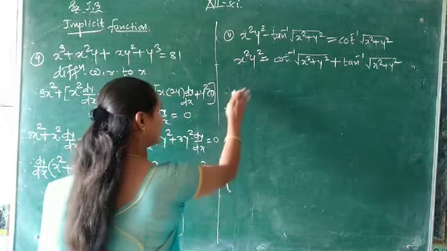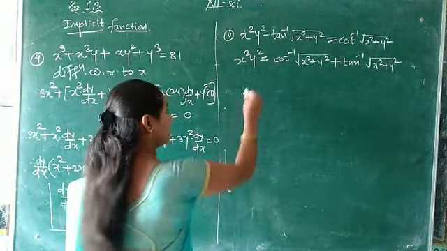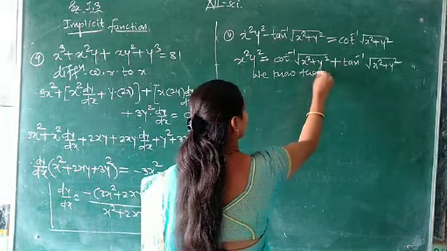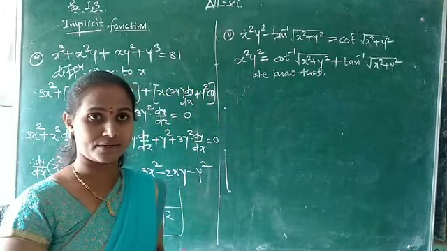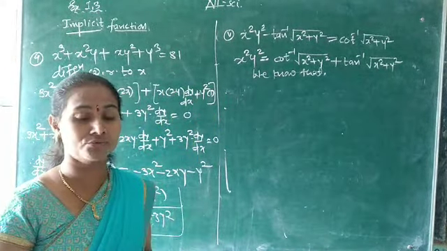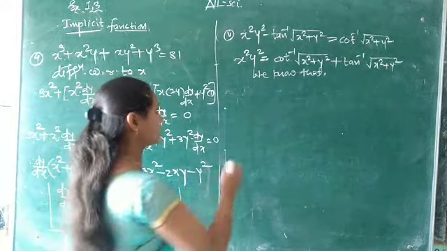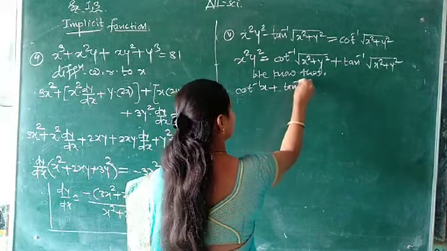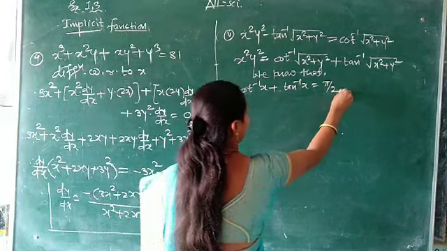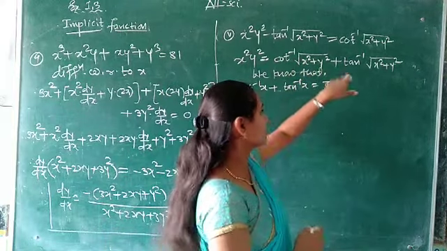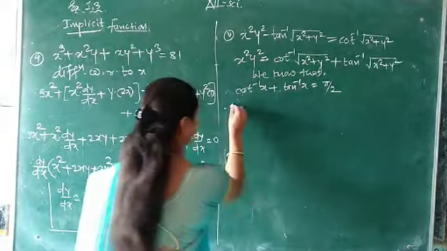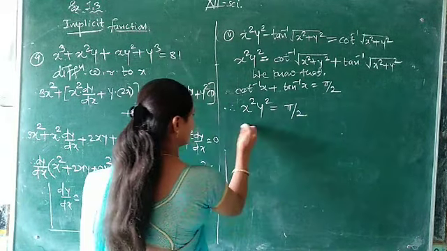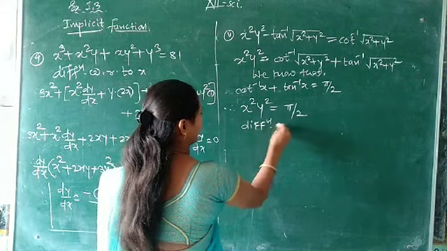And in the formulae of inverse trigonometric functions we see sin inverse x plus cos inverse x is pi by 2, tan inverse plus cot inverse is pi by 2, and sec inverse x plus cosec inverse x is pi by 2. So here cot inverse x plus tan inverse x is equal to pi by 2. So instead of the RHS, we write pi by 2 because of this. Therefore, x square y square is equal to pi by 2. Now differentiate with respect to x.